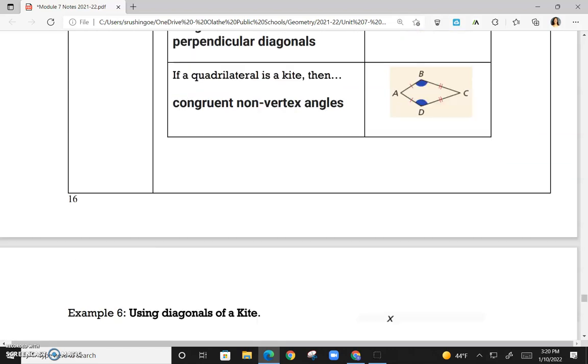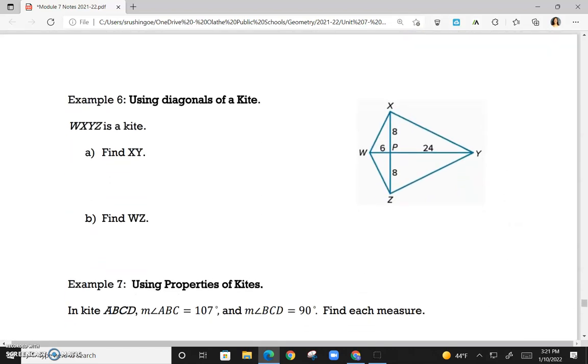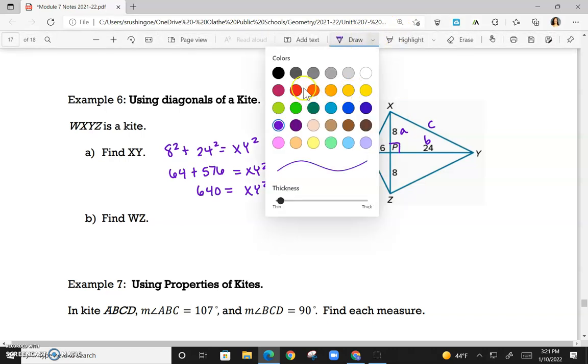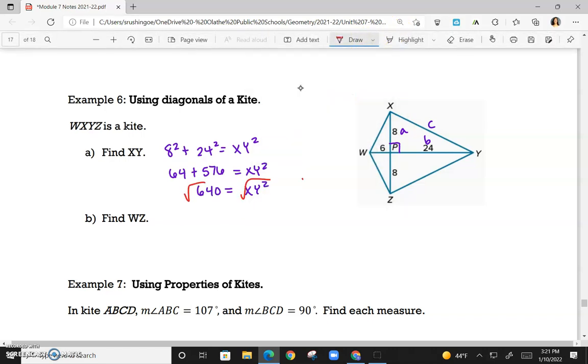So let's go ahead and answer a couple of questions about some kites here. So again, we've got our right angle. So how would I find XY? We would use the Pythagorean theorem to find our c if this is my a and this is my b. So I would take my 8 squared plus my 24 squared, and I would set that equal to my XY squared. So combining 64 and 576, I'm going to get 640, and I undo my squared by doing the square root. So XY is going to equal 25.3.